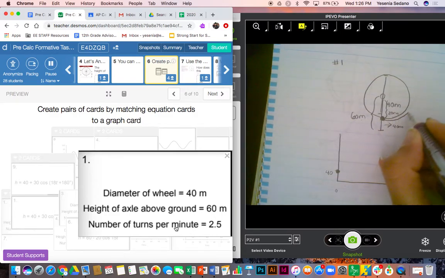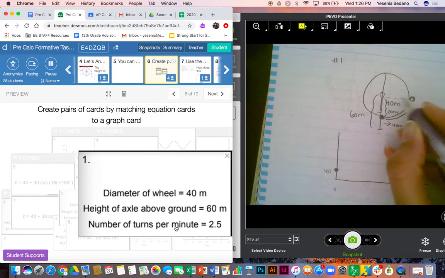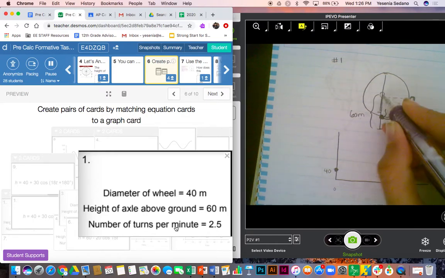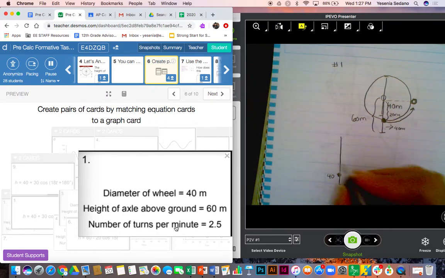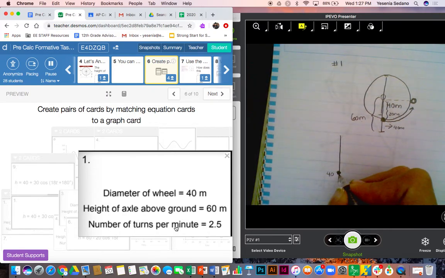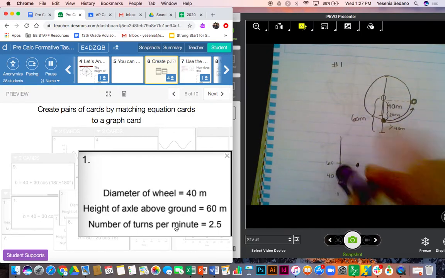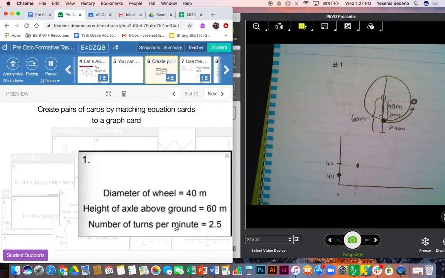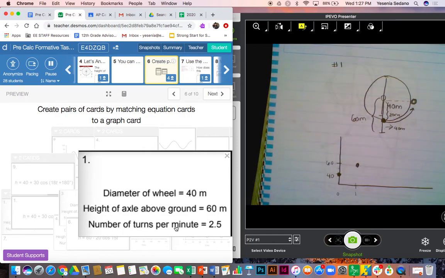Then you move up. When you're up here, you're going to be at the height of the axle, which is 60. So after a quarter of a turn, you're going to be at 60. So if this is 40, we'll make that 60. It's not to scale, because this is up by 20 and 60 could be down here a bit, but that's fine. It's not going to be perfectly to scale.